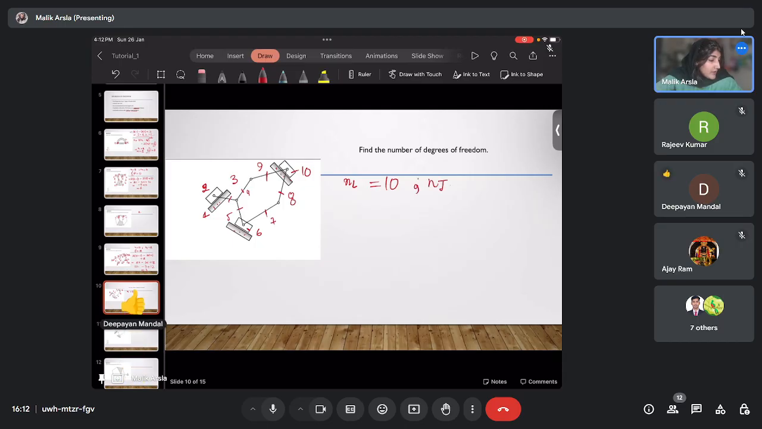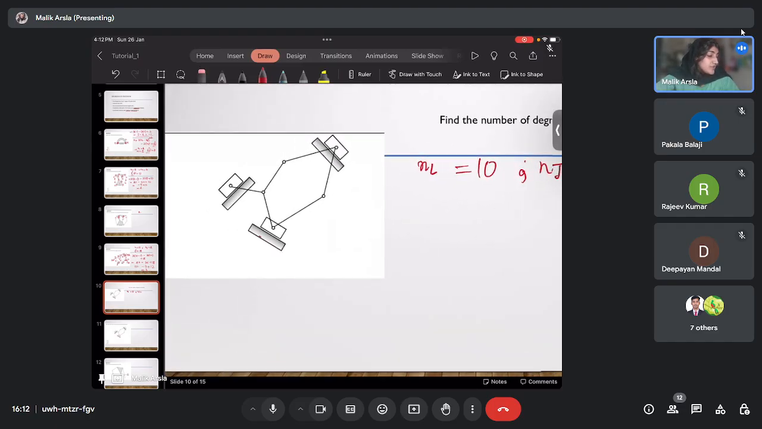Now counting the number of joints. Okay, let me erase this so that you will be able to understand, because that is something where I find you struggle. Now let's start from here. How many number of joints we will have here?